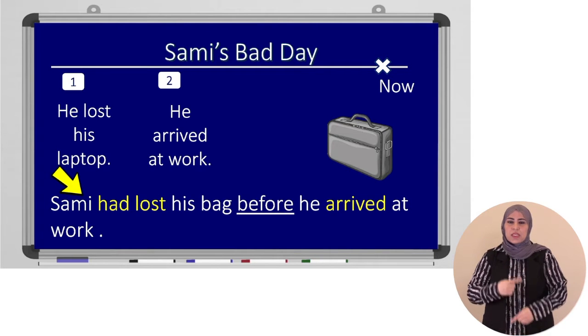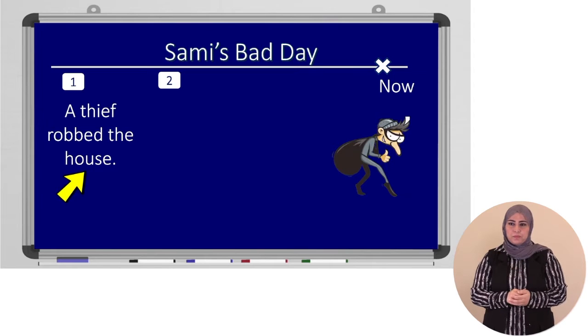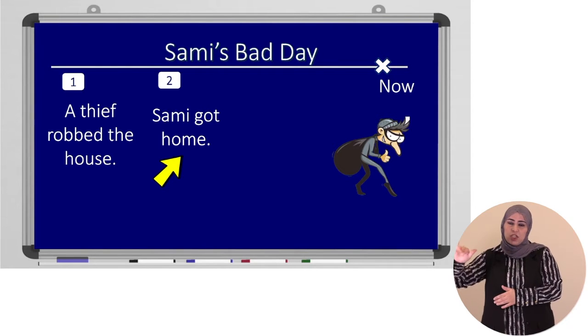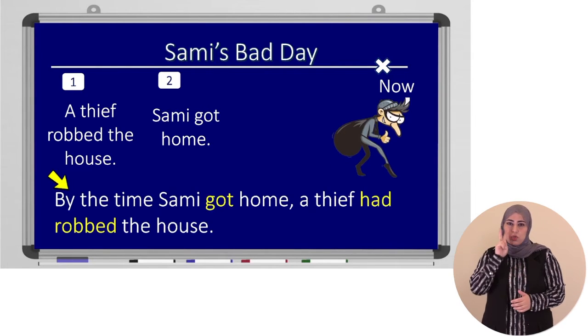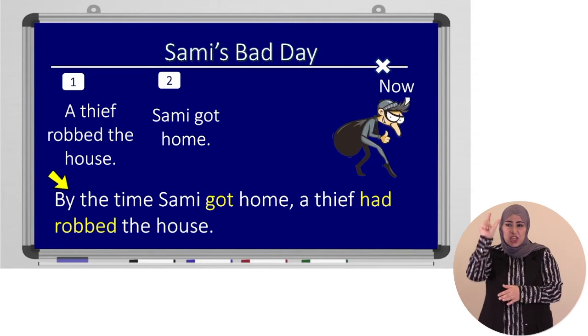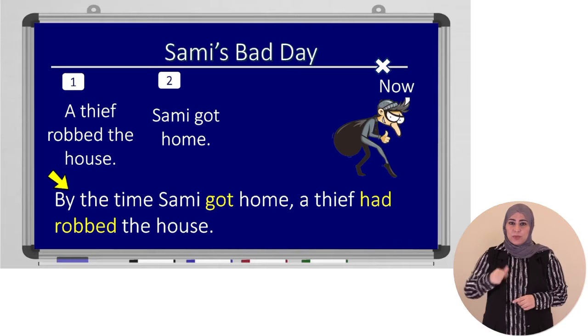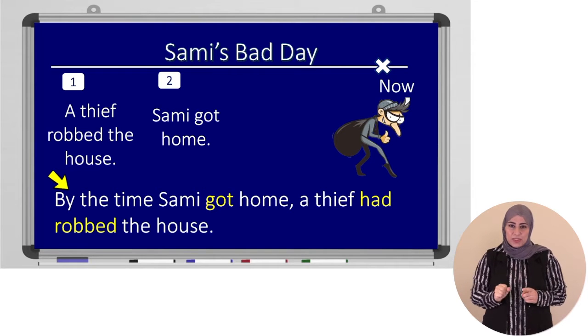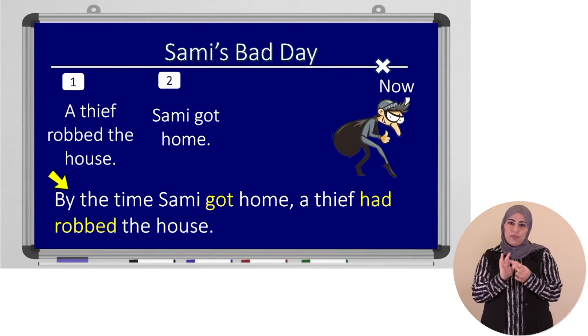Let's keep on with the story. He really had a bad day. A thief robbed the house. Sammy got home. Let's look at the sentence. By the time Sammy got home, a thief had robbed the house. Now, if you use by the time, it's going to be with the second action. By the time Sammy got home, a thief had robbed the house. He came and robbed and left. The first action always has had and the verb in the past participle.